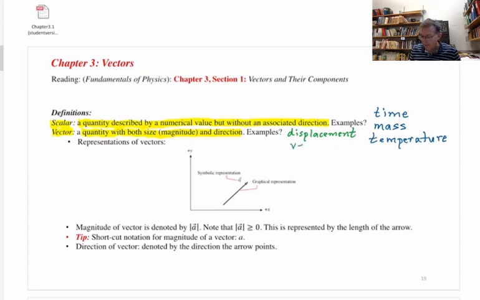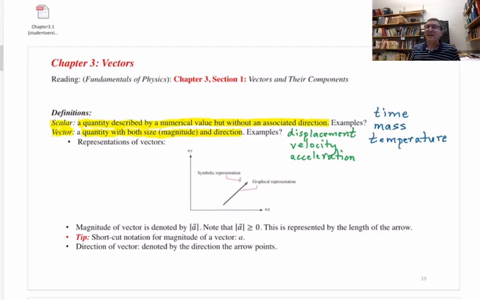How about velocity? It has a magnitude in meters per second and a direction, plus x or negative x. The direction is telling you the direction in which the particle is moving. A third vector quantity we studied in Chapter 2, acceleration, with a magnitude in meters per second squared and a direction, plus x or negative x.